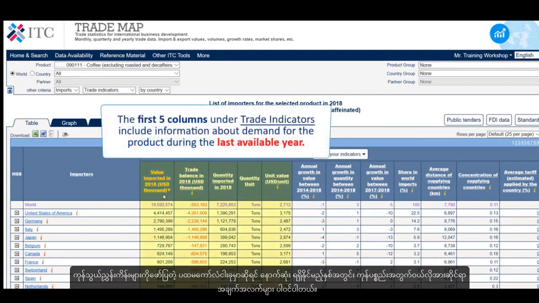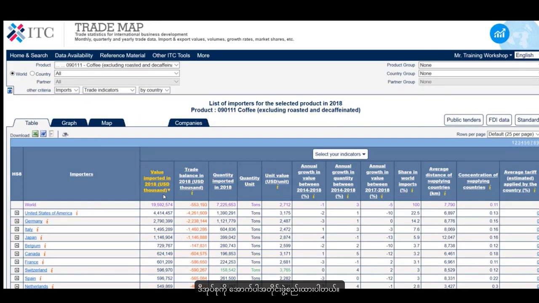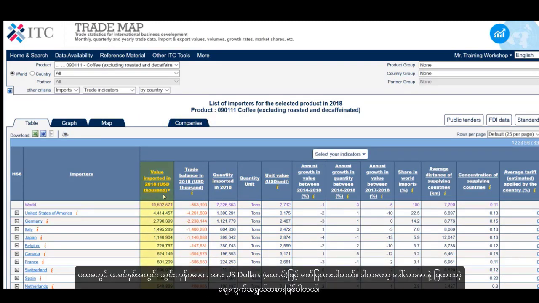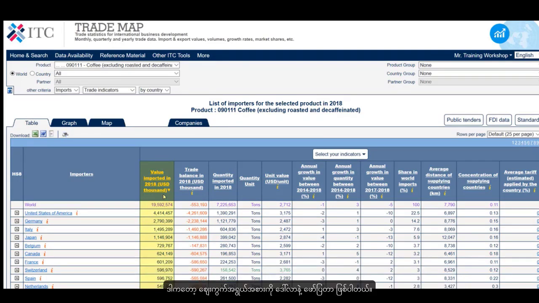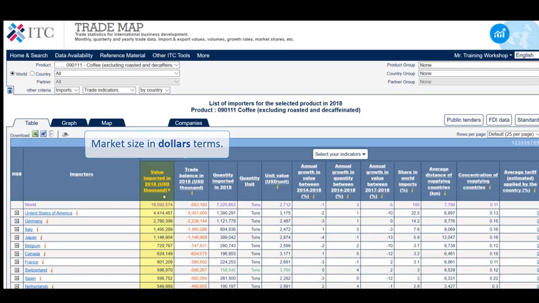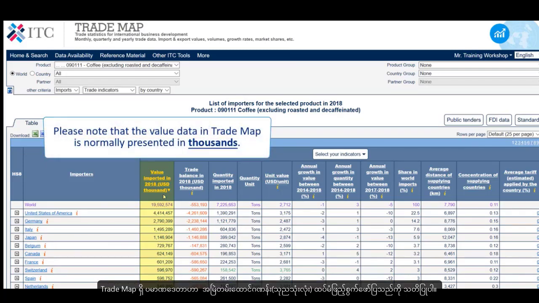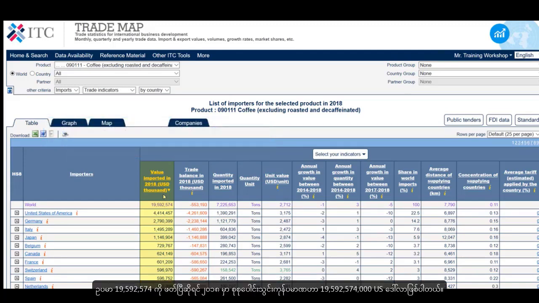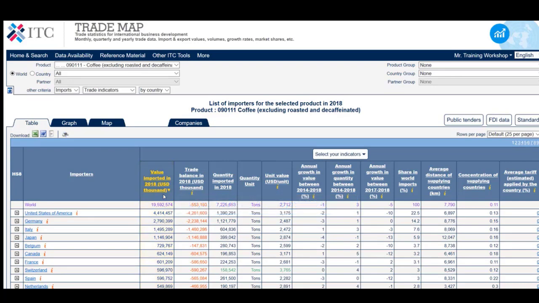The first 5 columns under Trade Indicators include information about demand for the product during the last available year. This group is made up of the following. First, the imported value during the last year in thousands of US dollars. This is the market size in dollar terms. Please note that the value data in TradeMap is normally presented in thousands, such that reading 19,592,574 means the total imported value for the world in 2018 is 19,592,574,000 US dollars. But be careful.